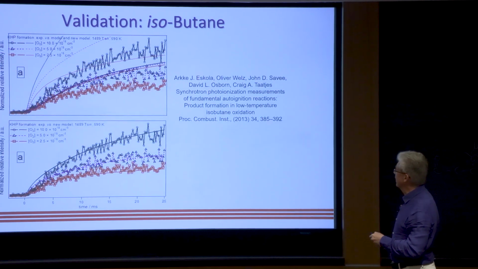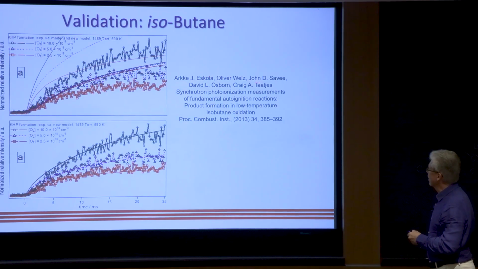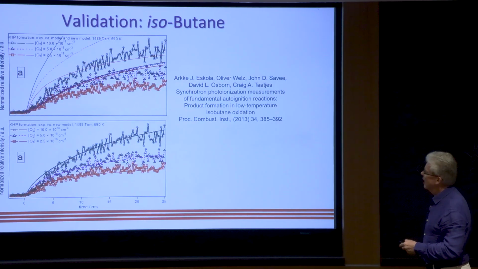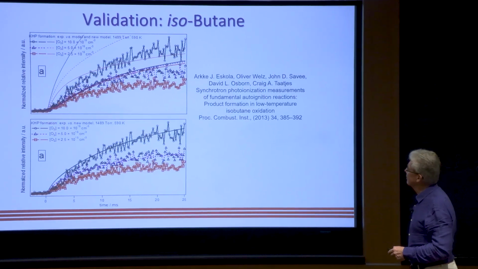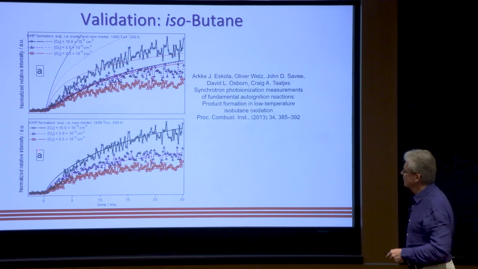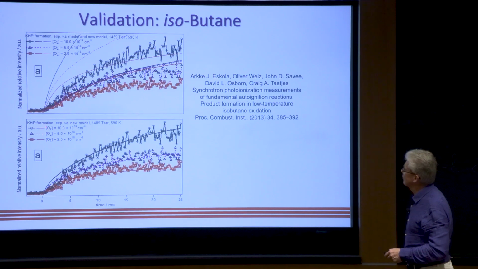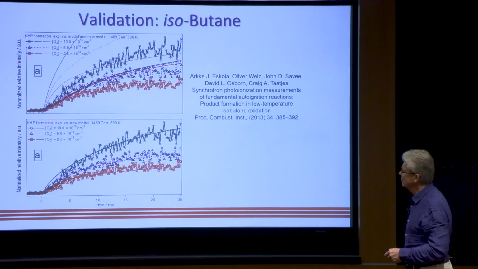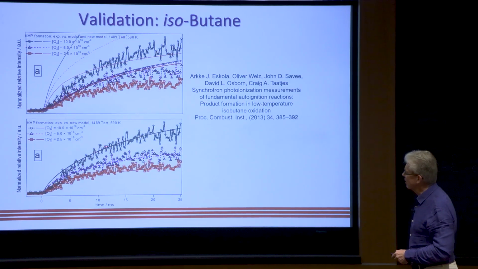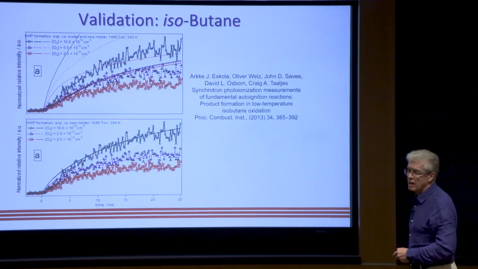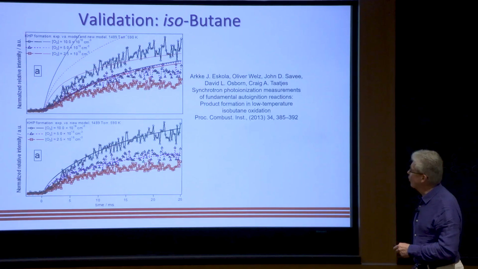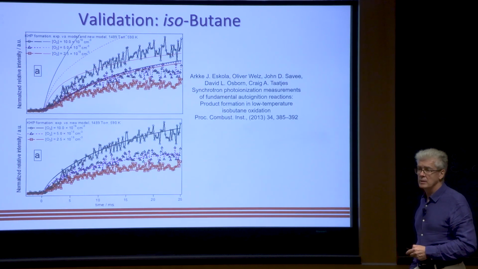where we had good data. Here are data that were taken by Arca Escola, working with Craig Tages, for isobutane. These were published in 2013. And we're just showing the normalized signal of ketohydroperoxide formation, experimental versus the new model. And you can see here that the new model is capturing these data for isobutane really well at 3 different conditions of oxygen concentration. Okay? Before, it wasn't able to accurately capture these data.